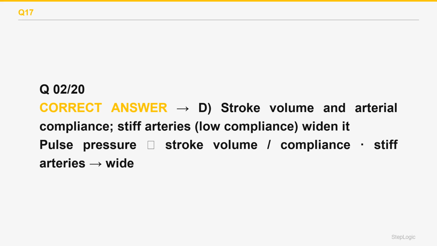The correct answer is D. This explains the clinical patterns. A wide pulse pressure occurs with decreased compliance, aging, atherosclerosis, high stroke volume states, aortic regurgitation, and hyperthyroidism. A narrow pulse pressure occurs with low stroke volume, aortic stenosis, heart failure, cardiac tamponade, and hypovolemic shock. The elderly patient's stiff, low compliance arteries widening the pulse pressure illustrates the compliance factor.